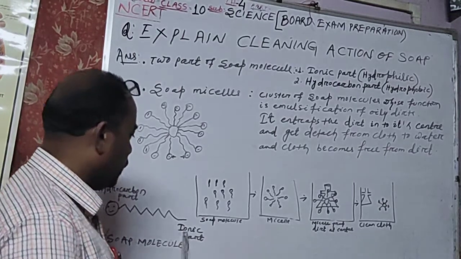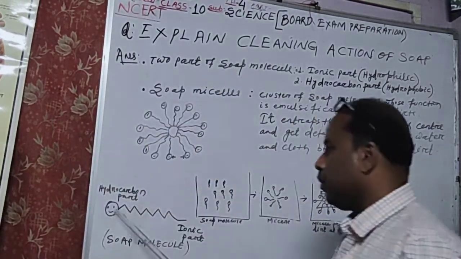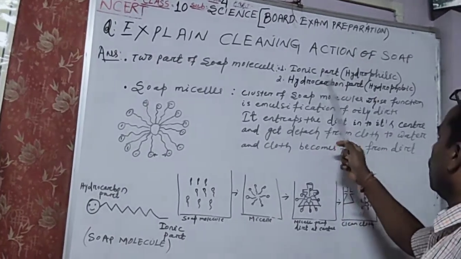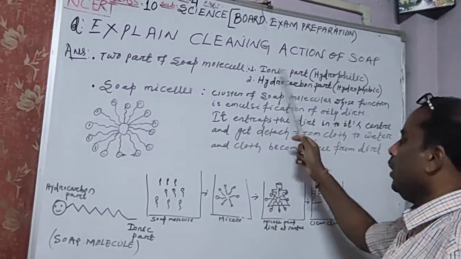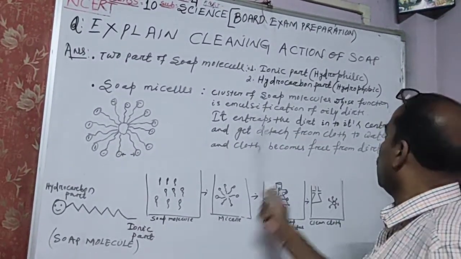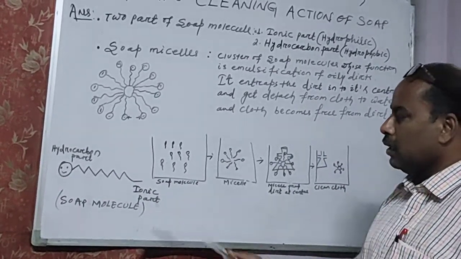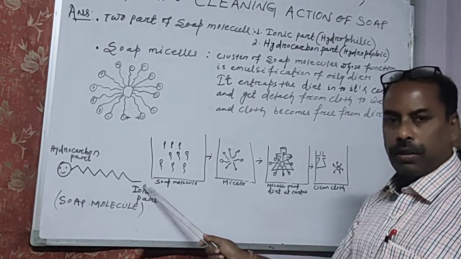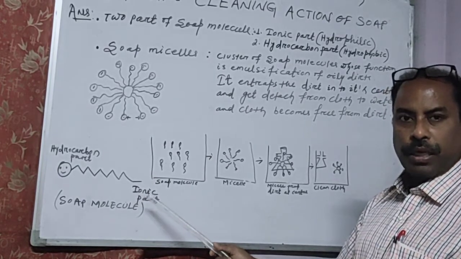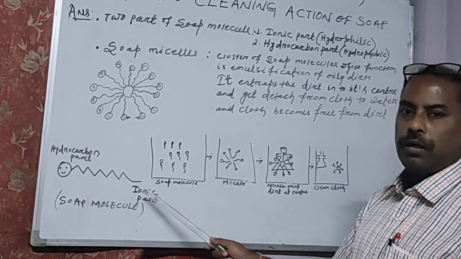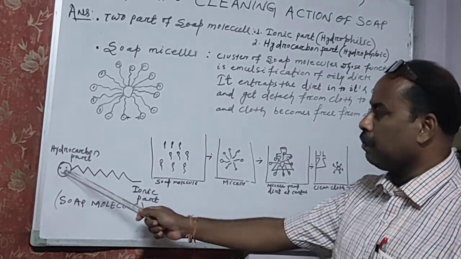Hydrocarbon part and ionic part. The ionic part is known as the hydrophilic part. Hydrophilic means what? This part likes the water. Hydro means water, philic means liking. So this part reacts with or likes the water, and this part of the soap molecule does not like it.